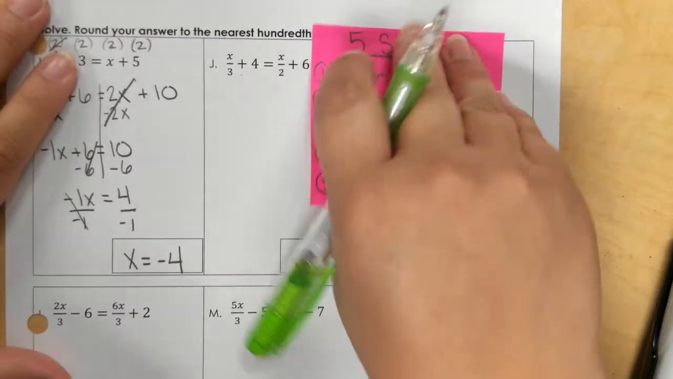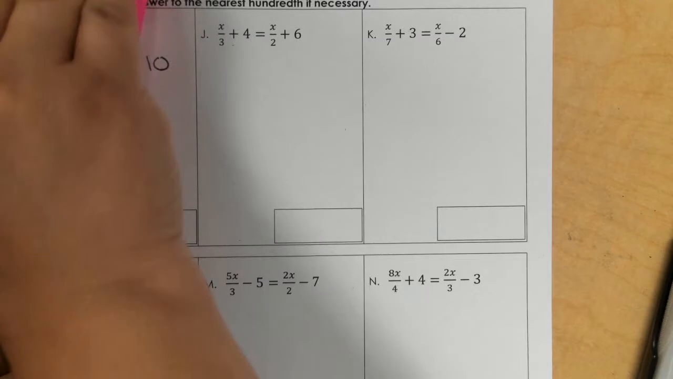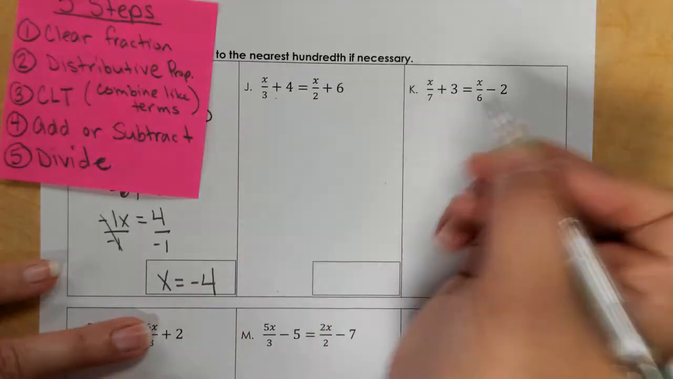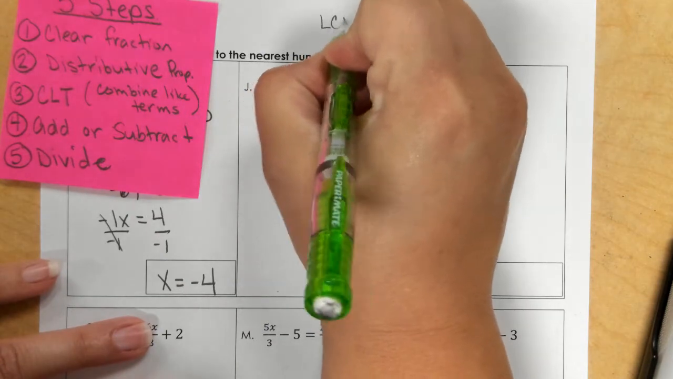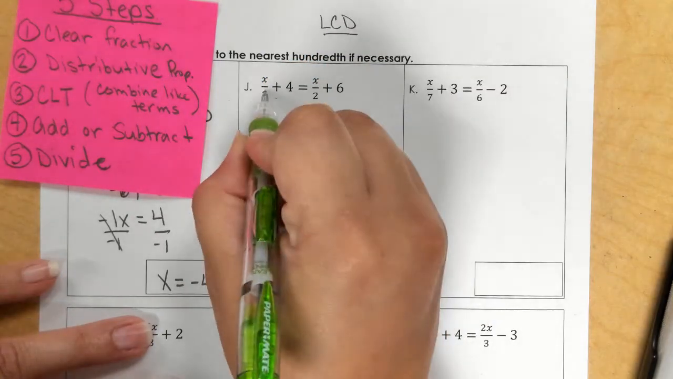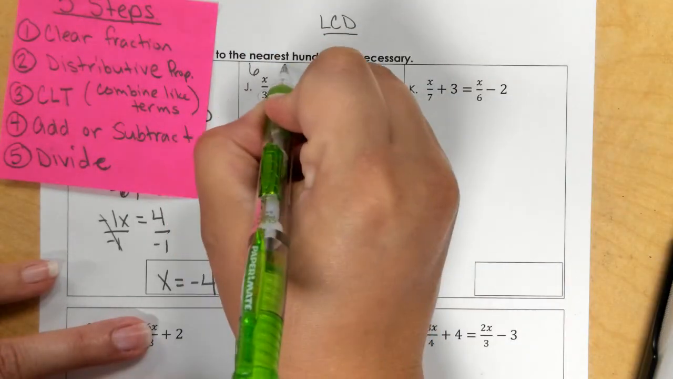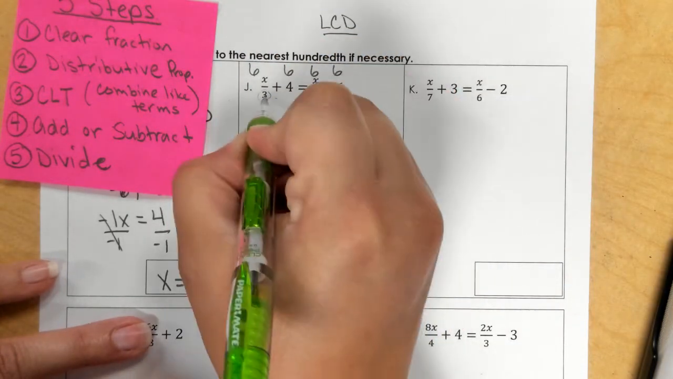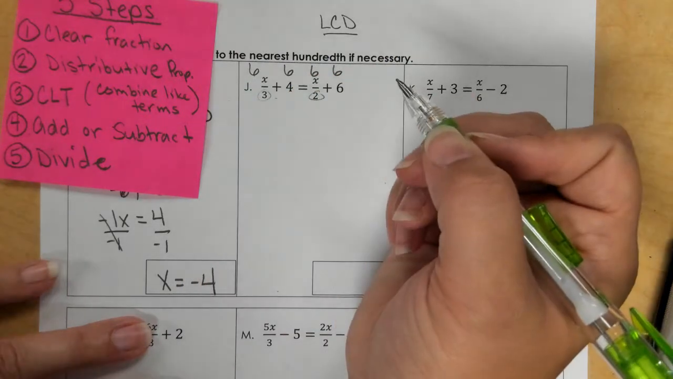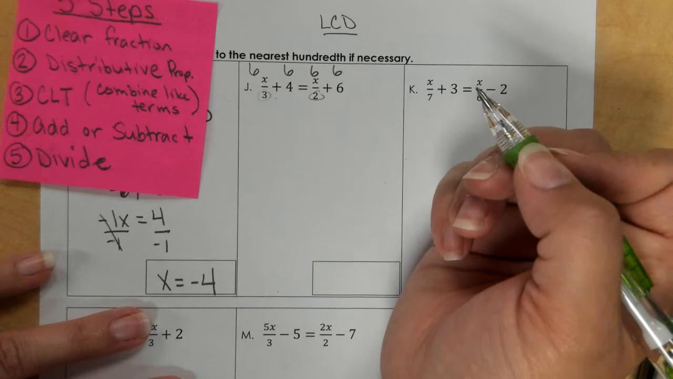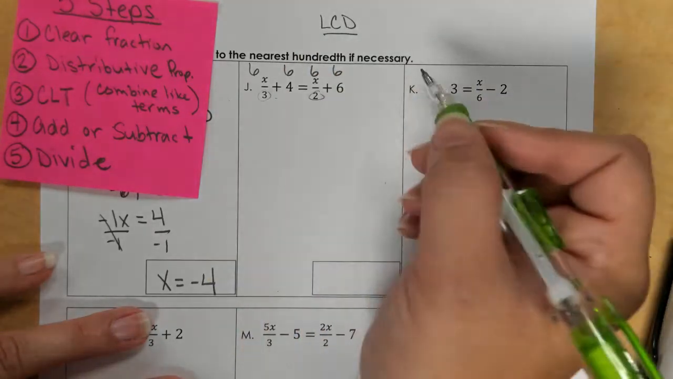Okay, letter J. Here we have different denominators. So to get the common denominator, the least common denominator, we can multiply the 3 and the 2, and that would give me 6. And that makes sense because 3 times what gets to 6? That would be 2. And 2 times what gets to 6? That would be 3. So they share the 6.